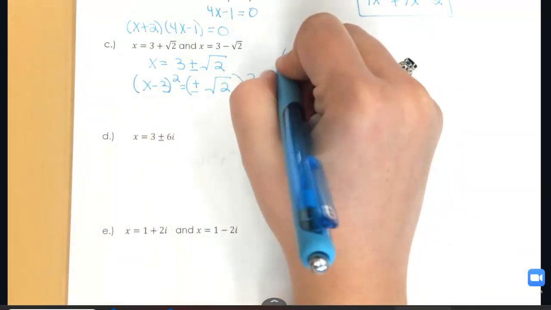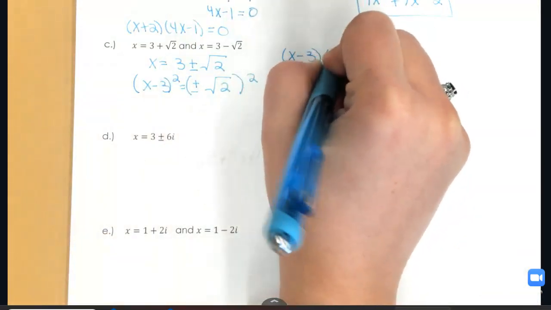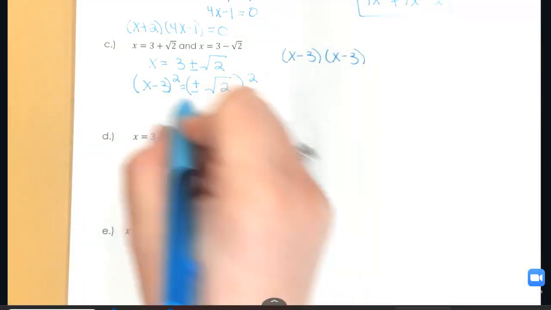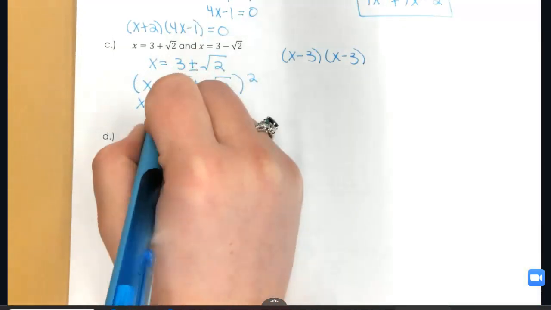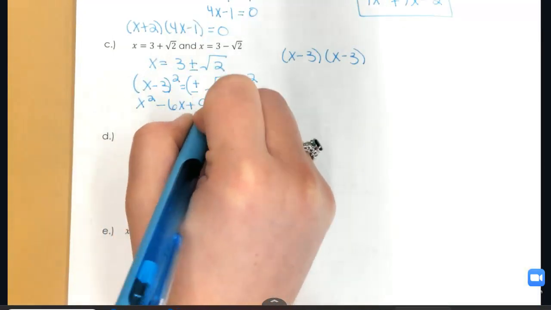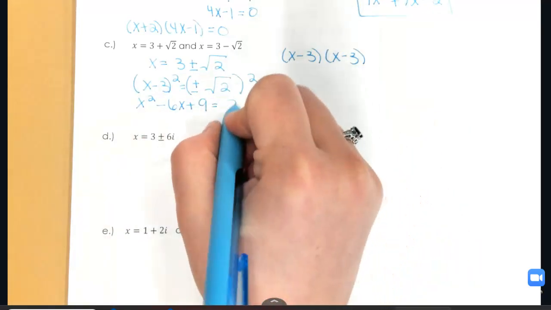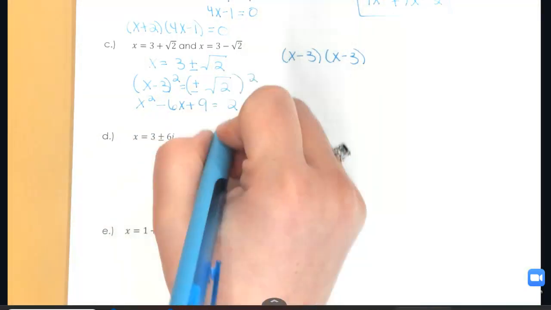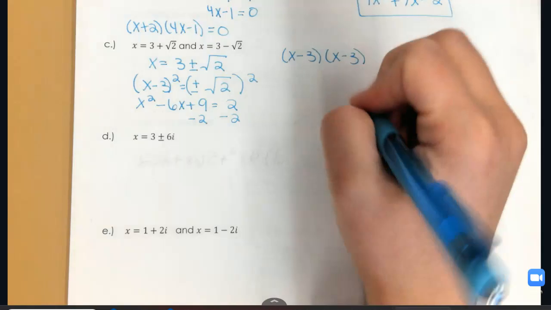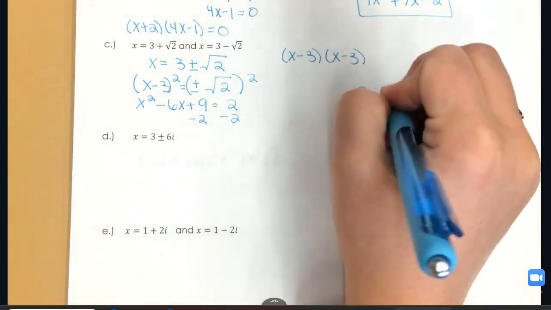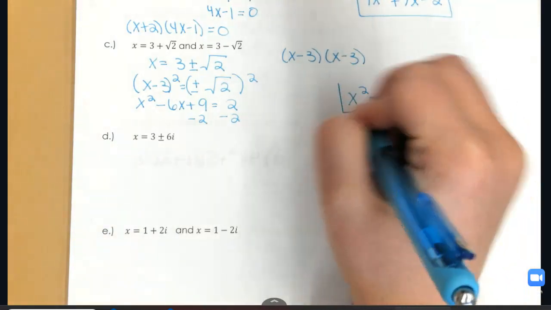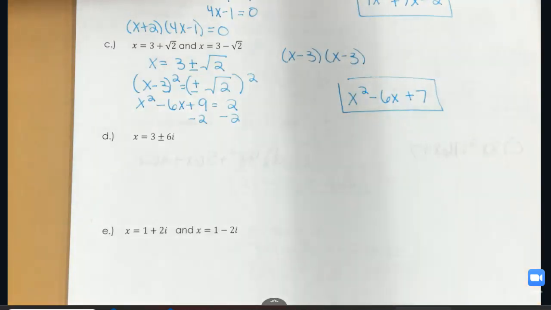And if you're squaring a binomial, remember that means you're multiplying it by itself, so you are FOILing. So over here, I'm going to have x squared minus 6x plus 9, and that's going to be equal to 2. So the final thing I need to do here is move the 2 back over, and x squared minus 6x plus 7 would be the equation I started with.